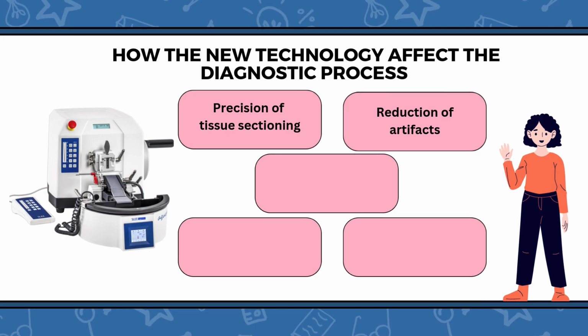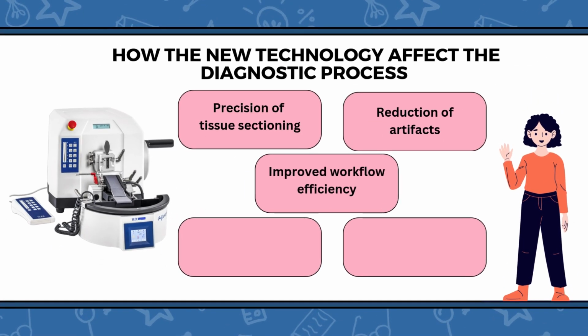Secondly, reduction of artifacts. A common challenge in histopathology is the presence of artifacts such as folds, wrinkles, and compression marks, which can occur during tissue sectioning. These artifacts can obscure important details and lead to misinterpretation. The aquatic system minimizes these artifacts by offering precise control over the cutting process. By preventing tissue distortion, it ensures that pathologists can examine undistorted samples, which is especially important when evaluating subtle or complex tissue features such as tumor boundaries, cell morphology, or other key diagnostic criteria.